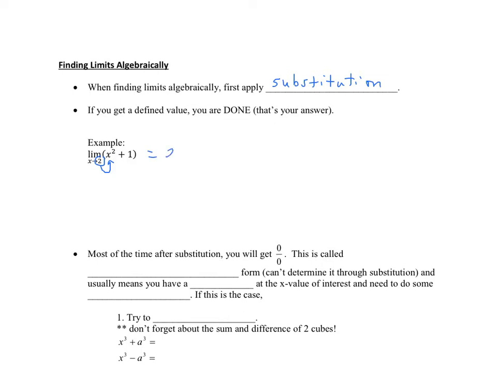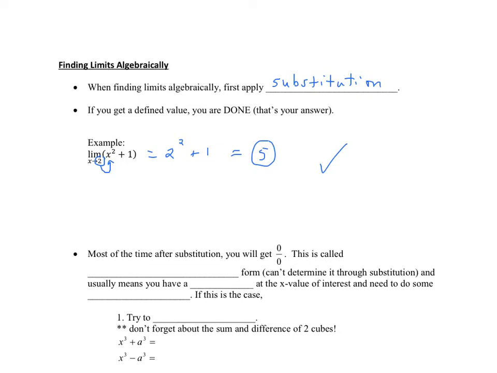If we do that, we end up with 2 squared plus 1, which of course gives us 5. Now that is a defined value as opposed to undefined. It's a real number. We're done. So 5 would be our limit. And remember, that's the height that this function would be approaching if we were to approach 2 from each side.